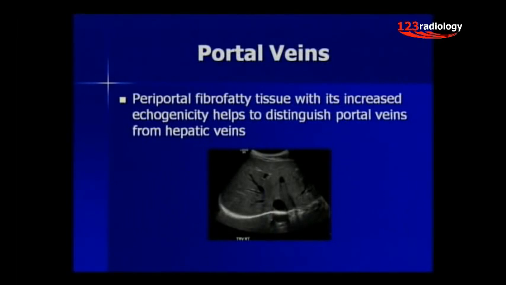Now, it's important to differentiate the portal veins from the hepatic veins, and how we do that is we look for the periportal echogenicity, which is related to fibrofatty tissue in the periportal region, and we also look for adjacent hepatic arteries and biliary ducts. So here you can see that this is going to be a portal vein. It's got adjacent echogenic fibrofatty tissue as opposed to a hepatic vein without.